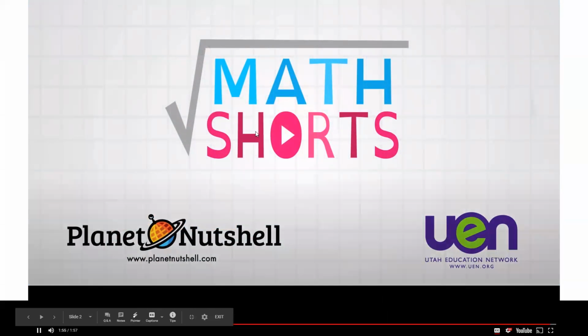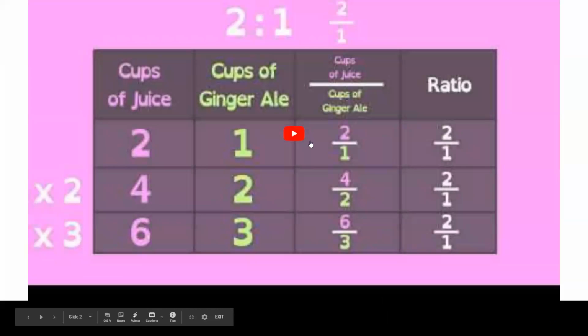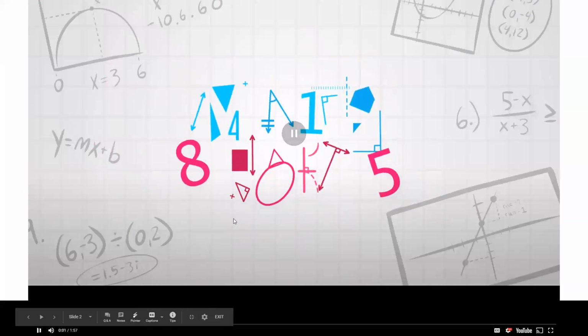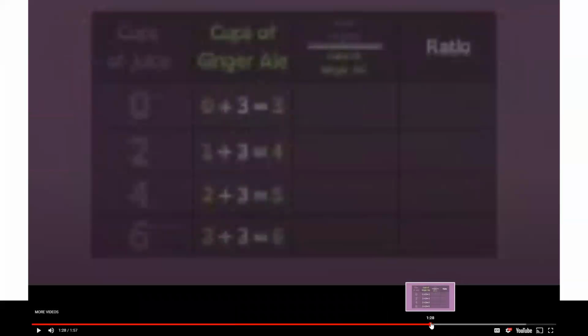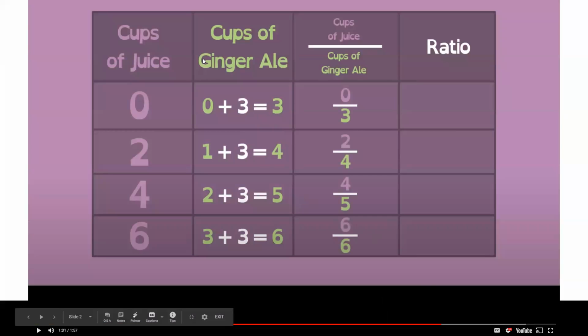So hopefully that got you thinking about proportions, especially with that real life example. One thing that I wanted to point out is this table right here. So let's get back in focus. If we look at this table and we kind of think of these as x's and y's, this is when our x equals 0.